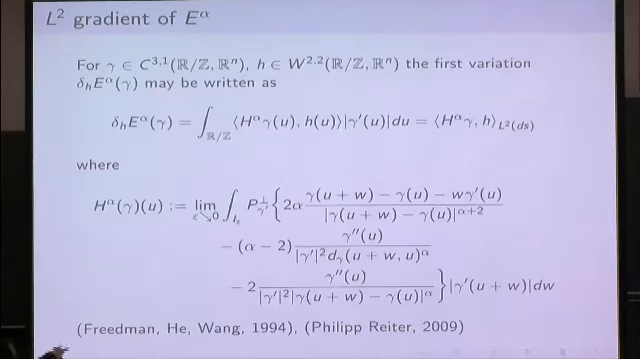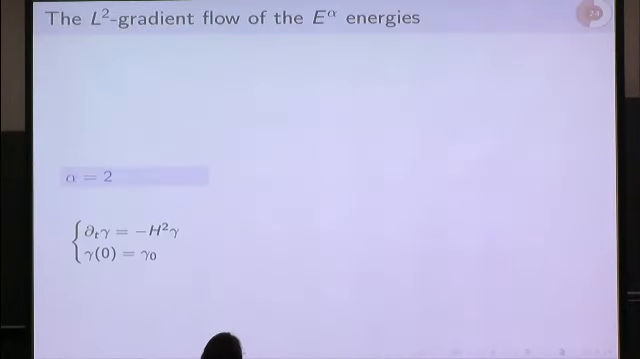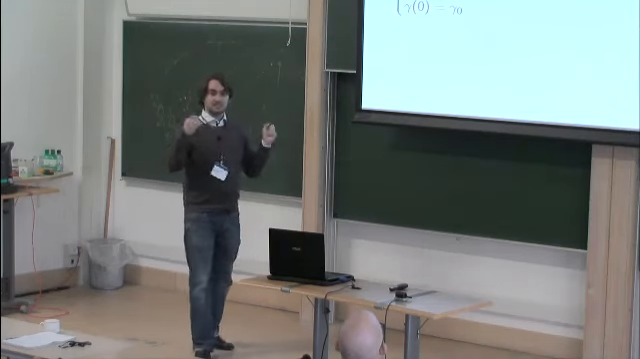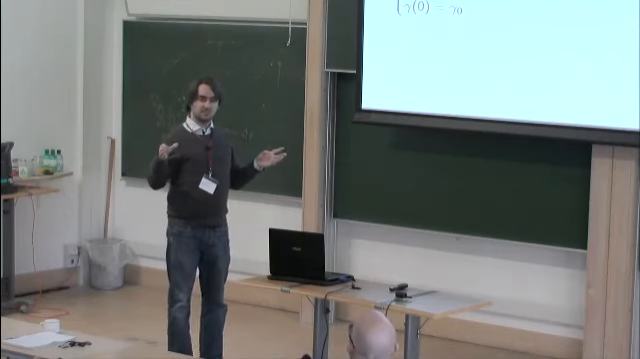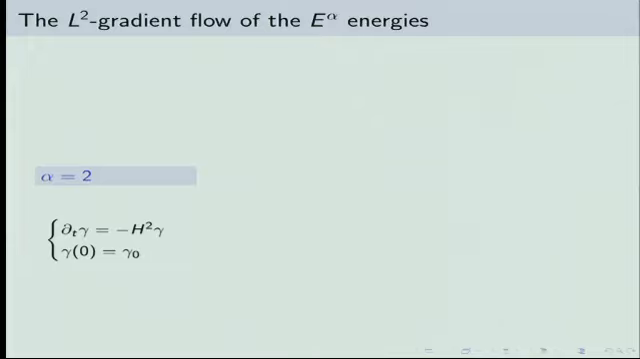Some people did it before. So again, Friedman here and Bang and Philip Reiter did that before. And what I really want to look at is gradient flows, and these gradient flows should have some nice asymptotic behavior. For alpha being equal to 2, for the Möbius energy, I just look at the negative gradient flow.